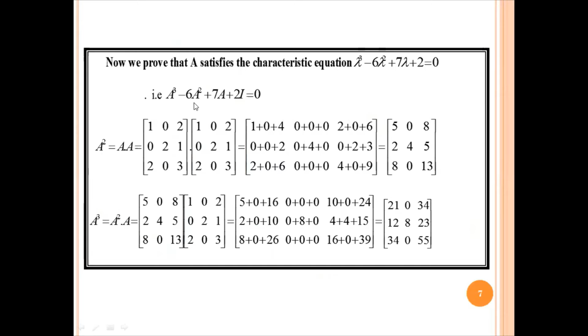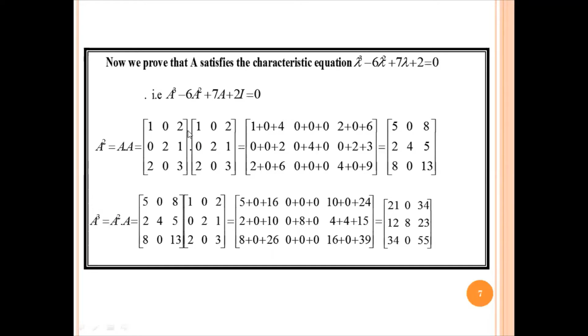So one by one you calculate. This value we want to prove is a 0 matrix. Now first we need A square. You calculate A square. A square is nothing but A into A, multiplying A into A again. How to calculate the multiplication of the two matrices?